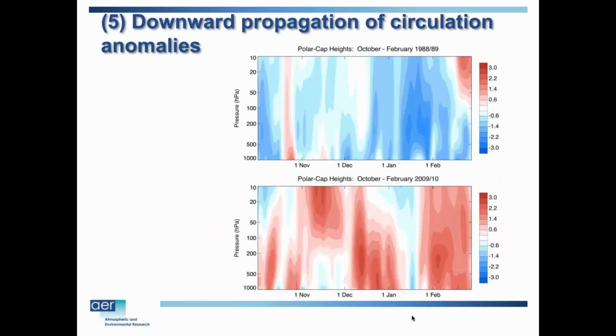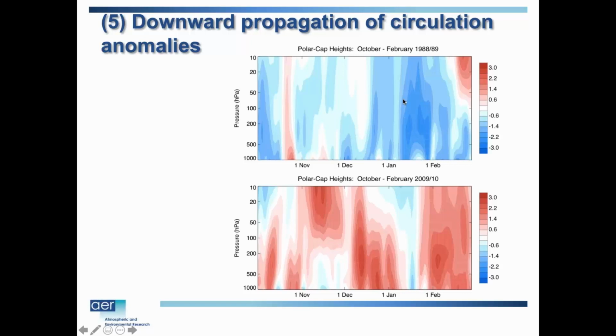Okay, so the fifth step is the downward propagation. I like to use a polar cap to look at that. This is the geopotential heights averaged from 60 north to the pole at all levels from the surface up into the mid-stratosphere. And blue would be low pressure over the Arctic. It's a very good proxy for temperature. I think I might have a slide explaining the polar cap heights, but I should put it here. I think I'm putting it later on.